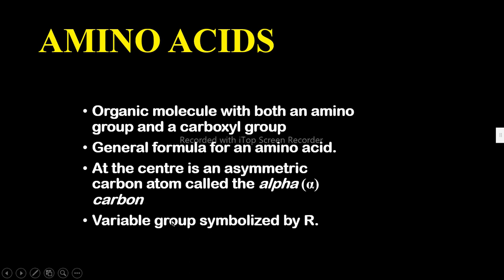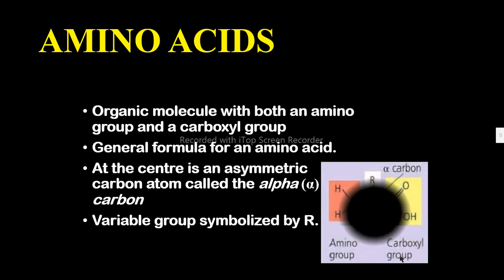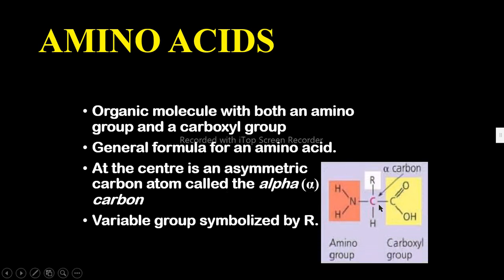Now on the carbon, like how I illustrated, you have a group which varies from amino acid A to amino acid B to amino acid C to amino acid D, up to the 20th amino acid. And so we can have their basic structure. Yes, this is the structure.